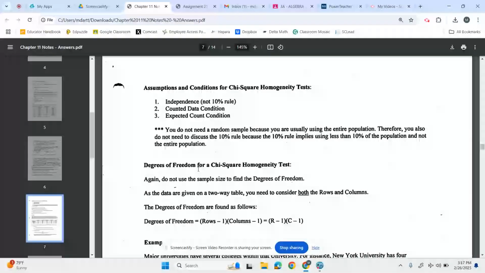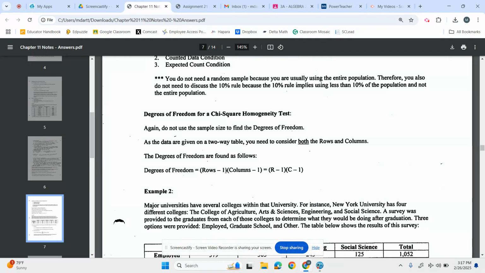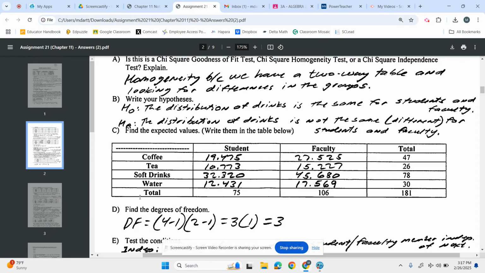The degrees of freedom for these is going to be rows minus 1 times columns minus 1. So in this case, don't forget, ignore the totals. Those don't actually count. So you have 1, 2, 3, 4 rows and 2 columns. So 4 minus 1 times 2 minus 1, which is 3 times 1, or 3.